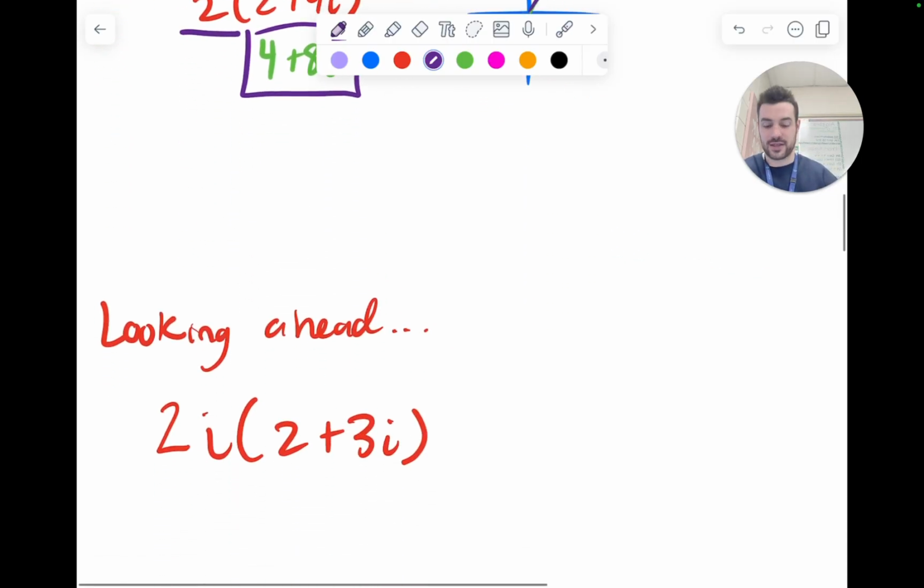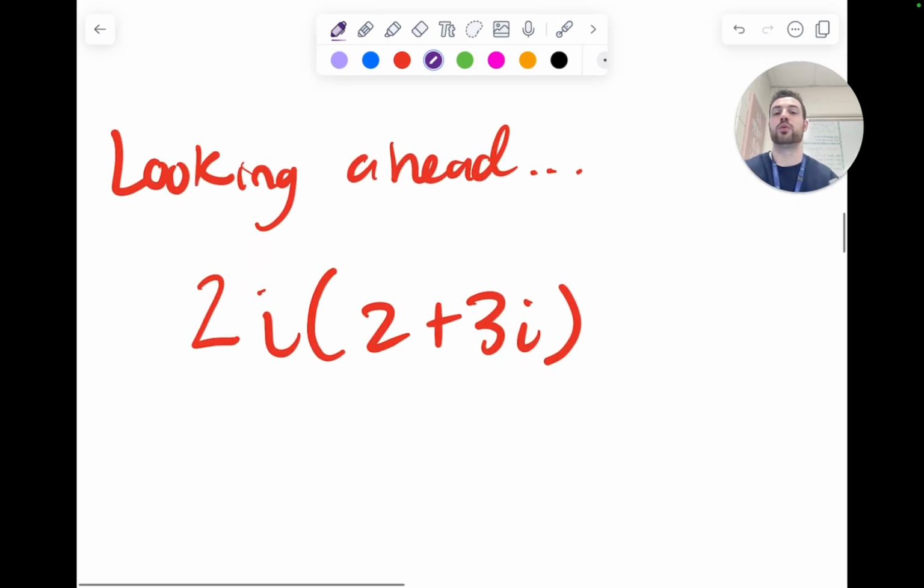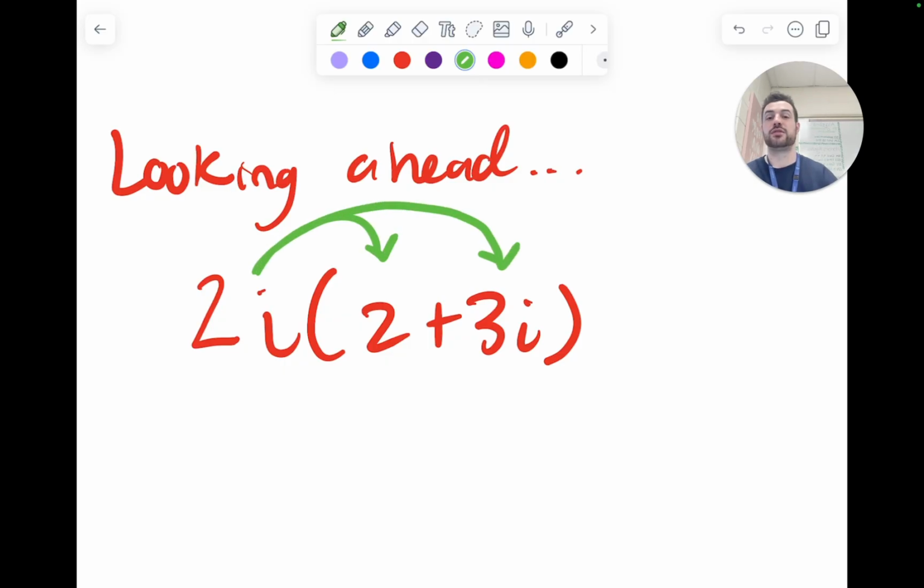Now, the last thing I want to take a look at, what we're going to mostly tackle tomorrow, is multiplying complex numbers with each other. All right, so just like before, we are going to be distributing in this 2i. And now, I don't want to dive into this just yet. All we're focusing on today is addition, subtraction, and scalar multiplication.